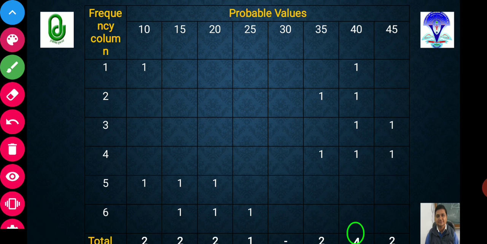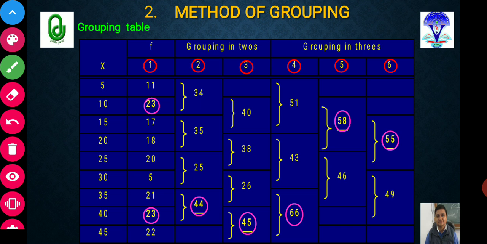Here you can see in the first column we have put 1, and in the fifth column we have put 1, and lastly in the last row we have added these two values, 1 plus 1 is equal to 2. Similarly for probable value 15, again we will go to the grouping table. Here you can see for value 15, in the first column no, second column no, third column no, fourth column no, in the fifth column there is the maximum value.